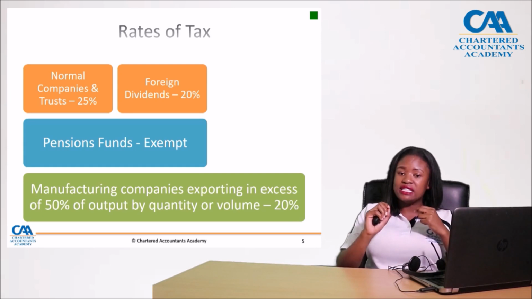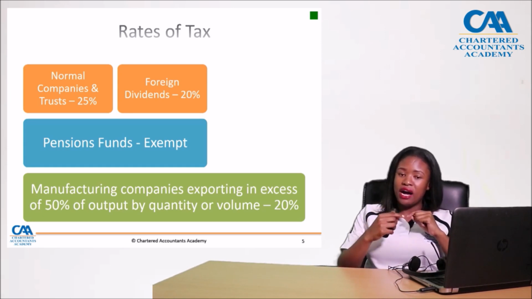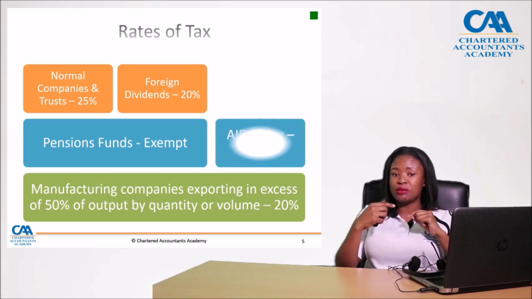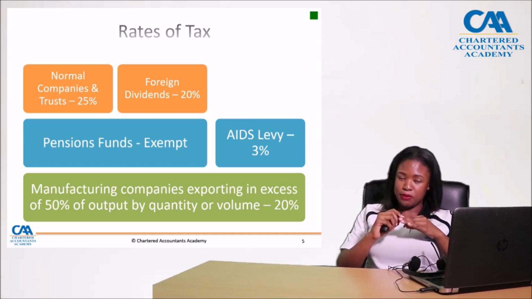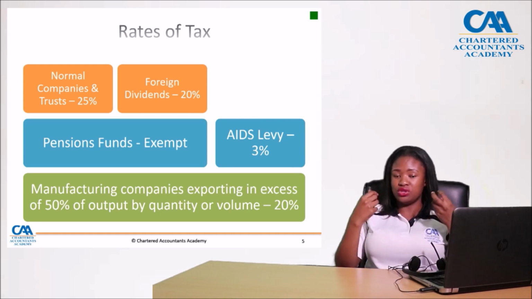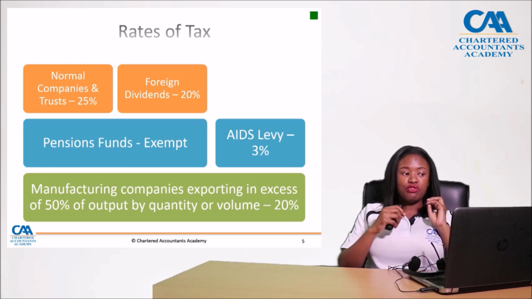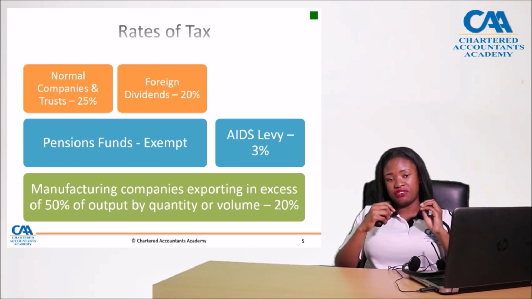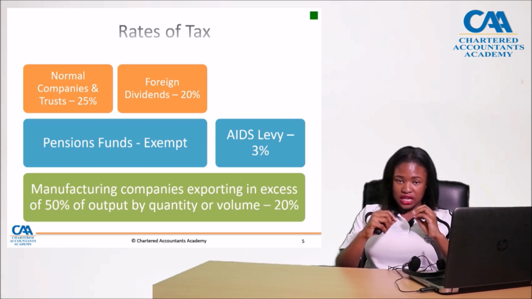We also have an AIDS levy of 3%. This is taxed over and above the normal tax that someone is taxed. But these are levied on normal companies, trusts, and employees. It doesn't apply to the rest of the taxpayers. That means for normal companies, the effective rate, if you include the 3% in there, the effective tax rate is 25.75.